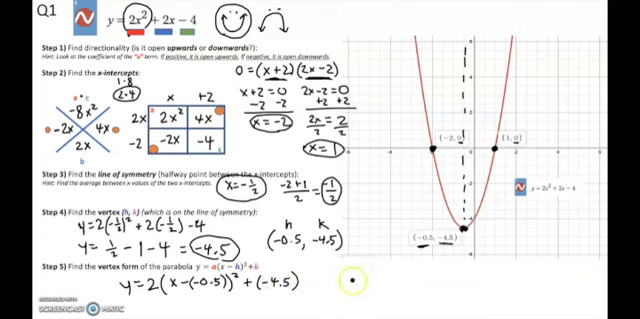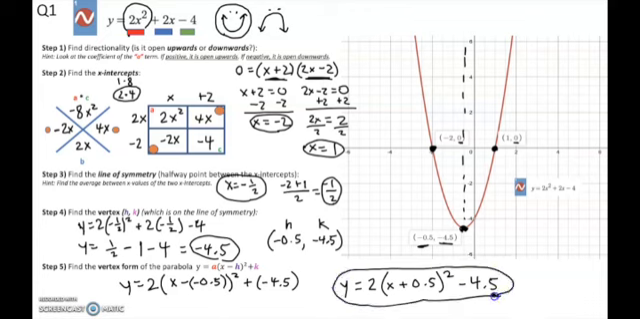Now we'll rewrite this to make it look a little bit better. Y is equal to 2 times the quantity x minus negative 0.5, which will be x plus 0.5, squared, and then plus negative 4.5 will be minus 4.5. This is the vertex form, or the graphing form, of our parabola.